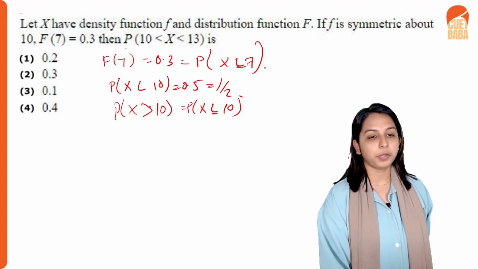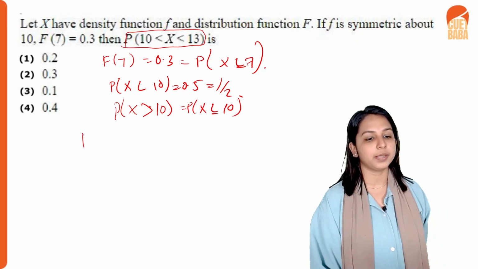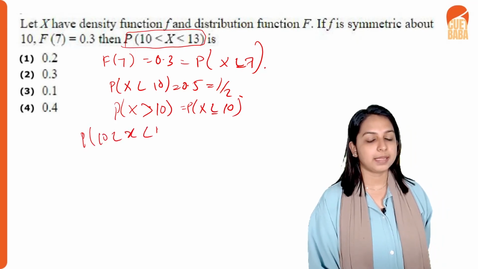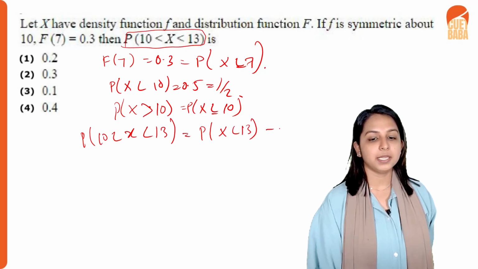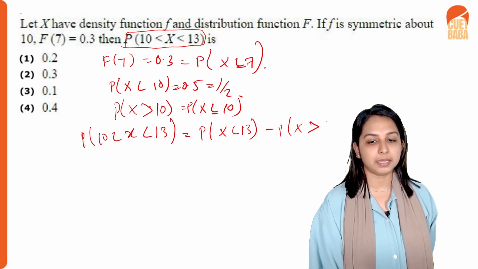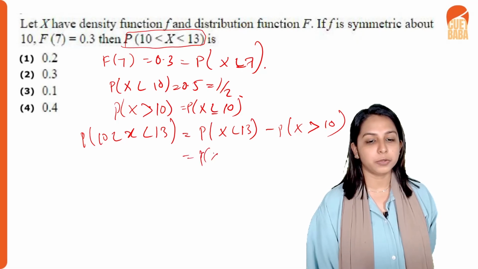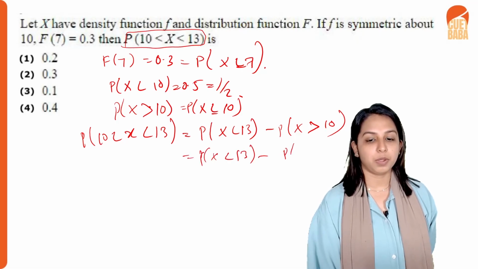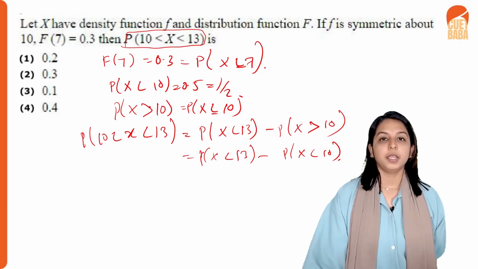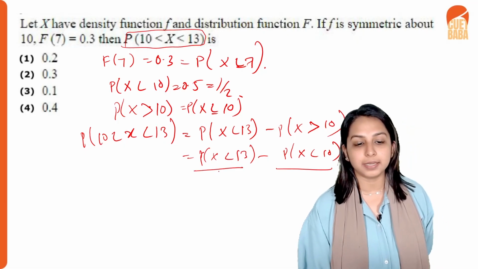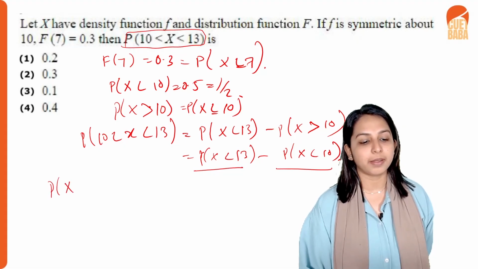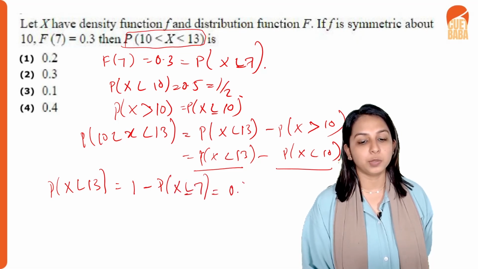Now we are going to consider the term that we have to find out, that is probability of 10 less than x less than 13, which will be equal to probability of x less than 13 minus probability of x less than 10. Now we have the value for x less than 10 and we have to find out the value for x less than 13. Since it is symmetric, we can write probability of x less than 13 is equal to 1 minus probability of x less than or equal to 7, which will be equal to 0.7.